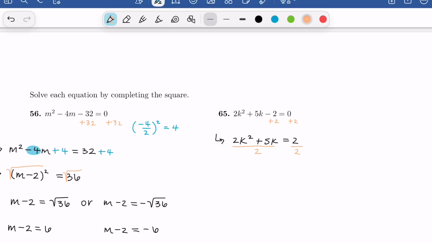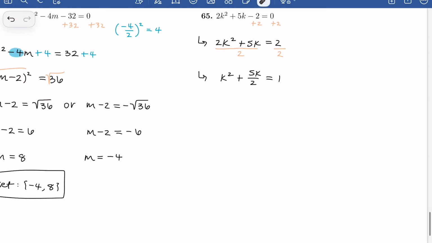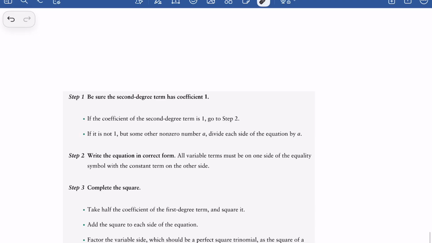Now, technically, I guess we could have just divided by 2 right off the bat and then moved this constant over, but it's just kind of easier to do it this way. Either way, you'd end up with the same resulting equation, which is going to be k squared plus 5k over 2 is equal to 1. All right, so let's go back to our procedure here. As we can see, the coefficient of the second degree term was not 1, so since it wasn't 1, we went ahead and divided by a. Then we kind of did step 2 first. We wrote it in the correct form first and then divided by a.